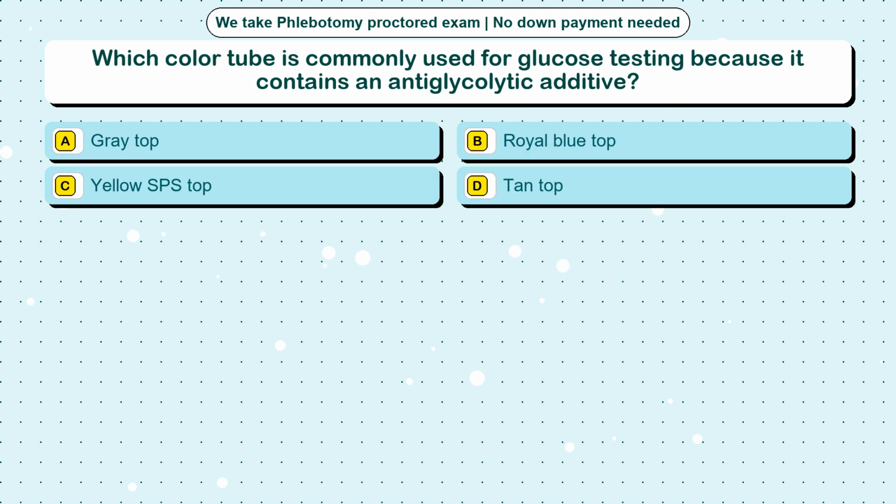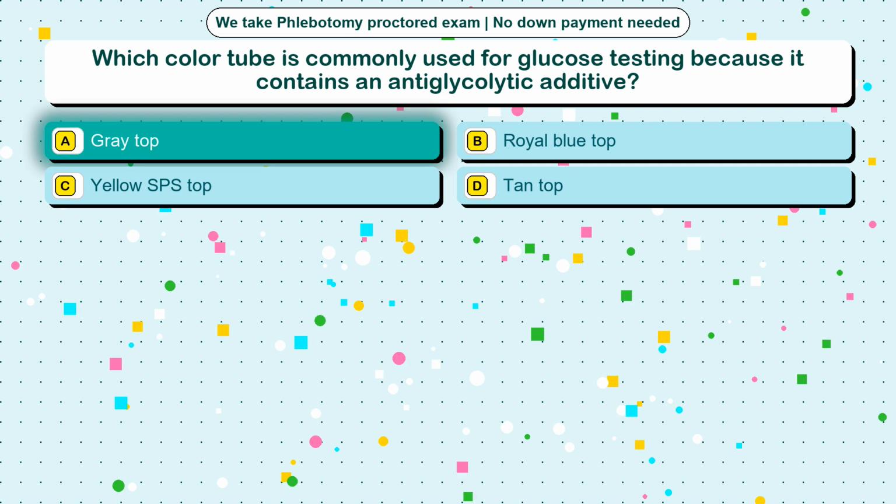Question 97. Which color tube is commonly used for glucose testing because it contains an antiglycolytic additive? Option A. Gray top. Option B. Royal blue top. Option C. Yellow SBS top. Option D. Tan top. The correct answer is option A.